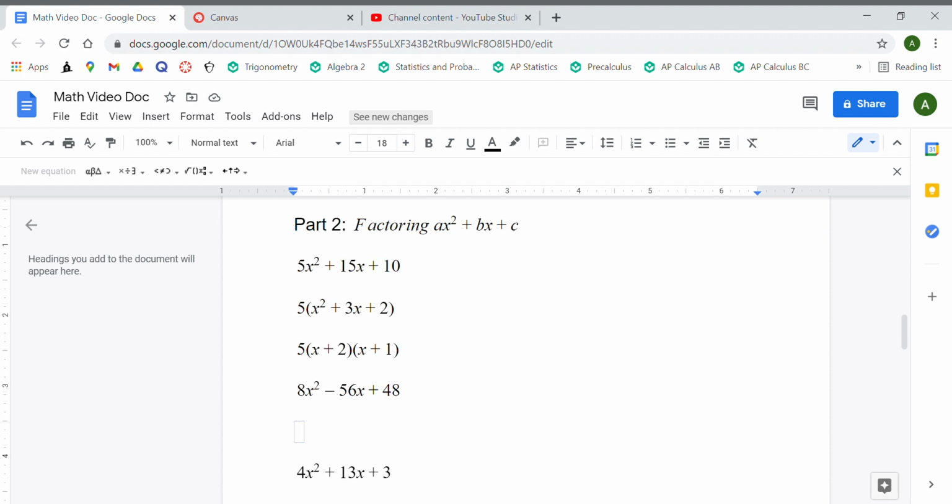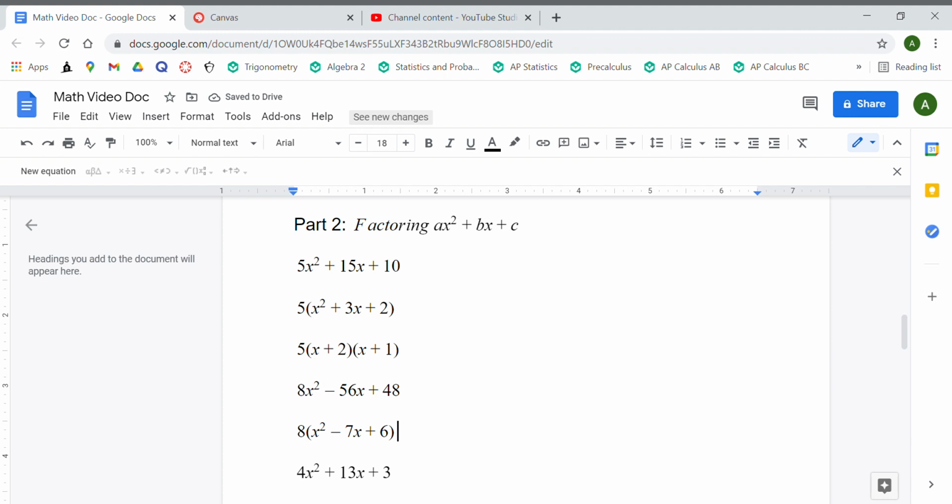A variable is not in every single term, so the greatest common factor does not have a variable. However, I can see that 8 goes into 8 once, 8 goes into 48 6 times, and 8 goes into 56 7 times. Okay, so we're going to take that 8 out, and then put everything back in. 8 goes into 56 7 times, 8 goes into 48 6 times, and that's what's left.